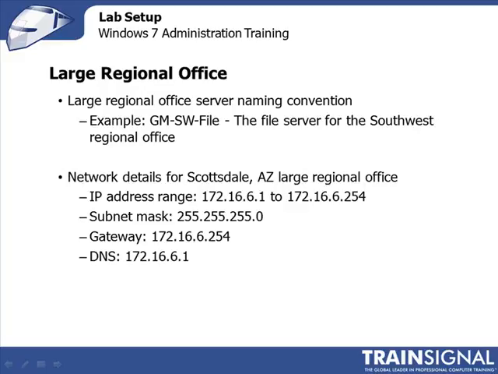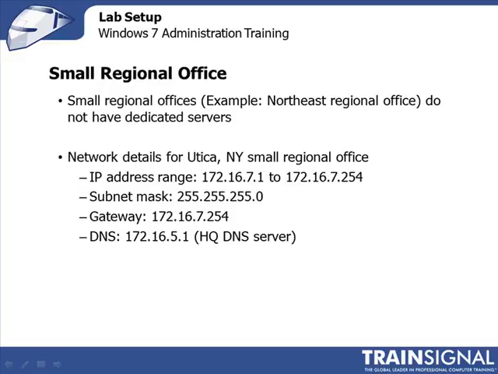The subnet mask is the same, and the gateway address, as you would expect with a different IP address range, is different at 172.16.6.254. The Scottsdale office, like all large regional offices, has its own DNS server as well, and that IP address is 172.16.6.1.